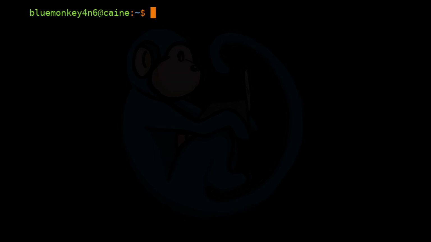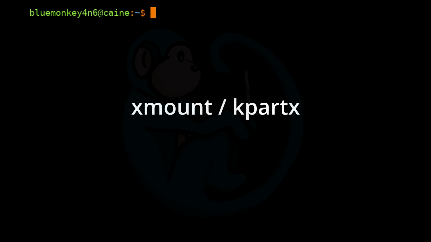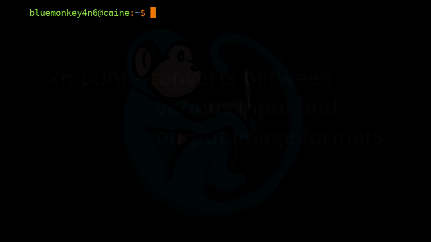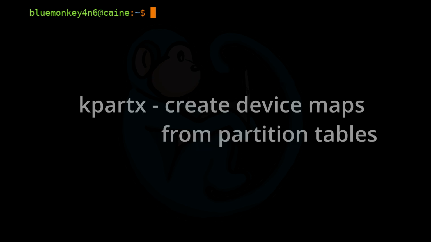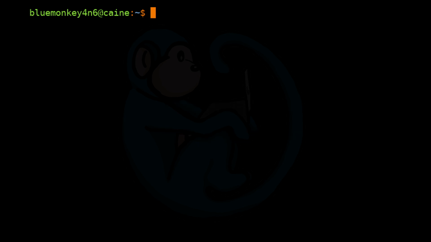Alright, so that brings us to the end of this video where we learned about advanced mounting commands. We used the xmount and kpartx commands to mount a raw format image. We used the xmount command to convert an EWF image to a virtual DD image. Then we used the kpartx command to set up loops automatically.